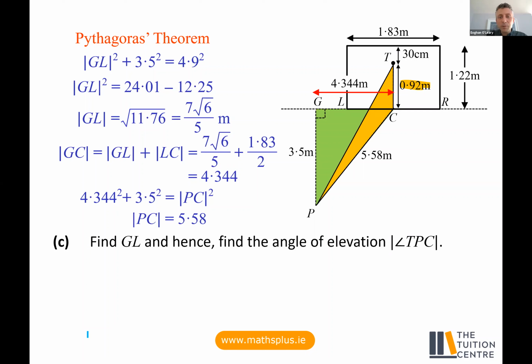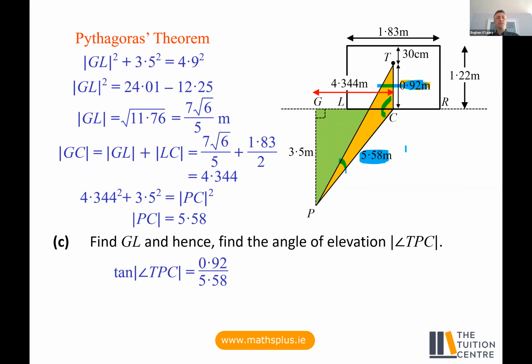So therefore that angle doesn't necessarily look like 90 degrees, but it is because it's a horizontal meeting a vertical. So it must be right angles. The 0.92 is going to be the opposite because it's this angle we're looking for. The 5.58 is going to be my adjacent.